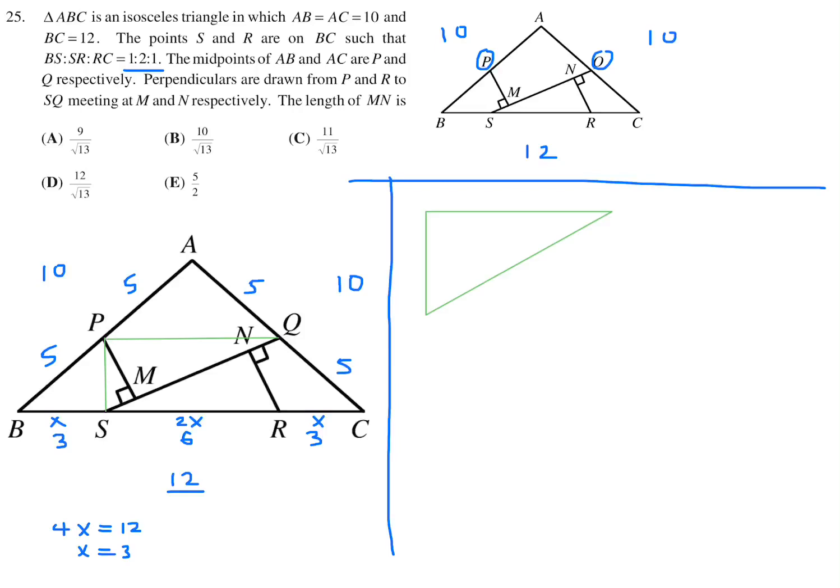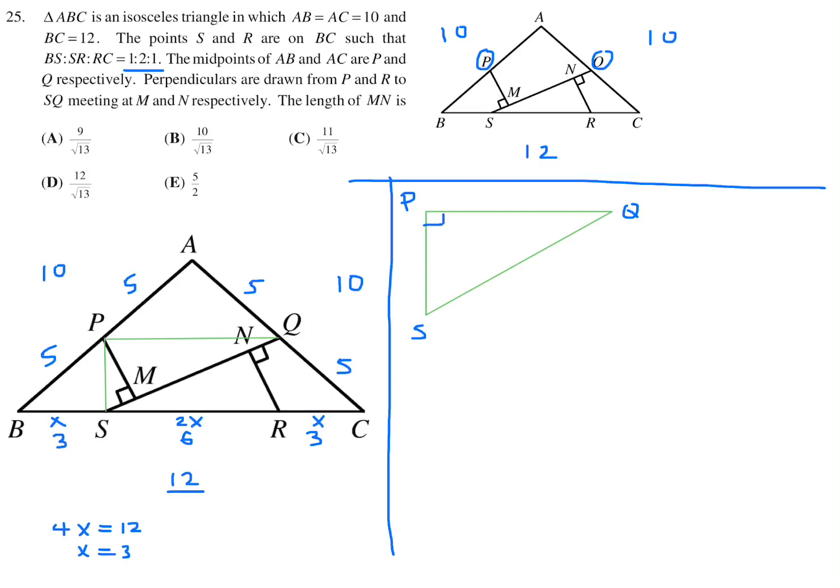So I drew it over there just so I wouldn't make this diagram messy. So this is P, this is S, and this is Q. And here's a right triangle. Now SQ, we can create a Pythagorean relationship, correct? Now how do we do that?